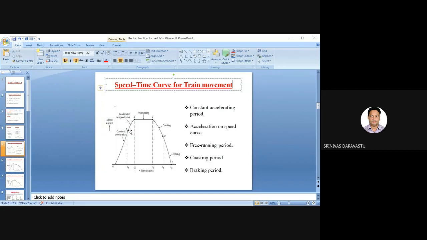Okay, and last one is braking period. In this period, brakes are applied and the train is brought to rest. Okay, that is the speed time curve of train movement.